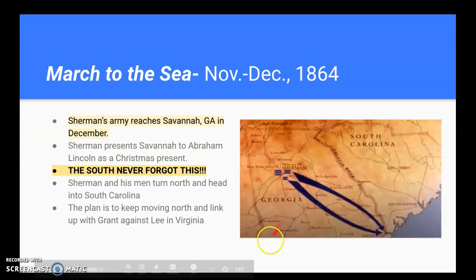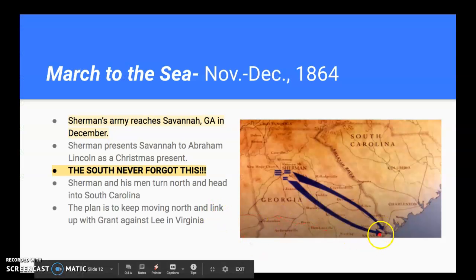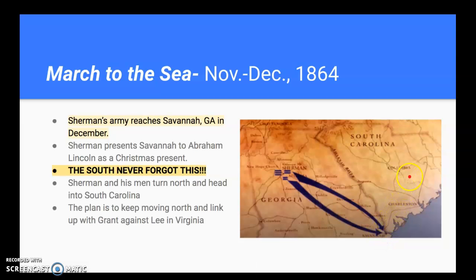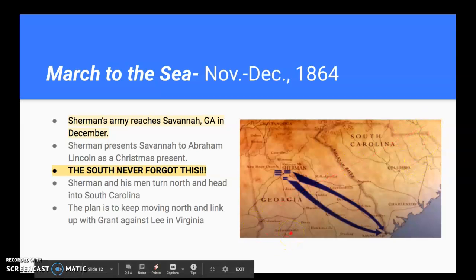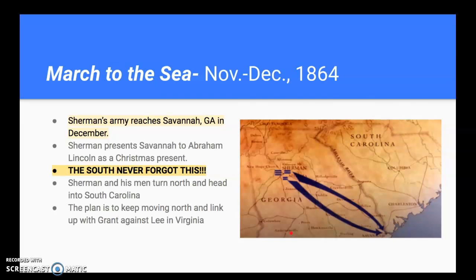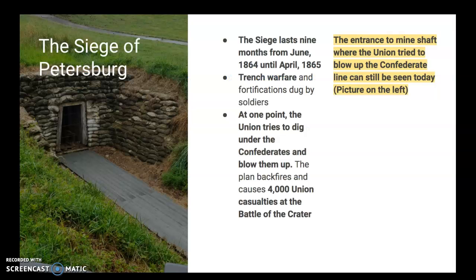So I'll go back. The plan was, once he gets down to Savannah, to then start moving up through the Carolinas and doing the same thing in the Carolinas that he did in Georgia. And eventually he's going to follow all the way up into Virginia and link up with Grant to fight Lee. So back to the east, we're going to look at Petersburg, where we left off.